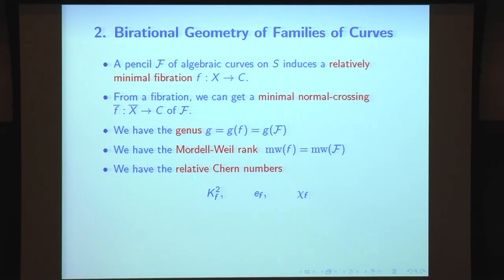So I mentioned we have relative Chern numbers, but these Chern numbers depend on the base. So they are not invariants of the family. We also have the modular Chern numbers, these three invariants. So they are good invariants for us. They are independent of the base curve. So they depend only on the smooth fibers.